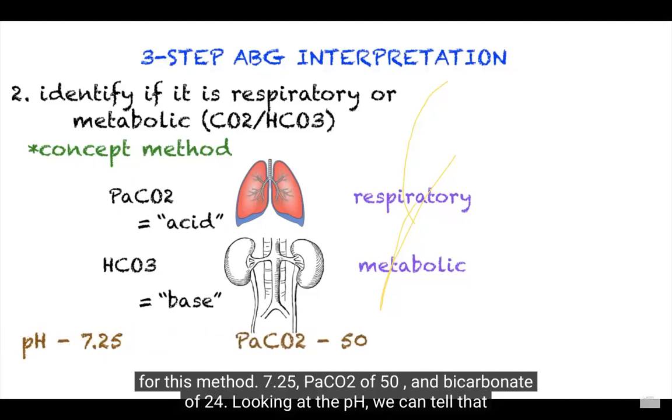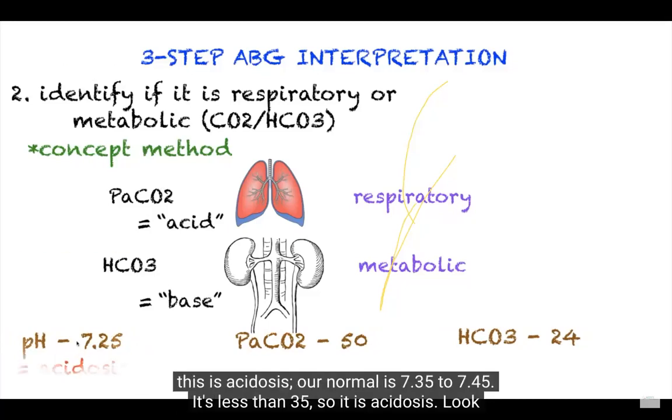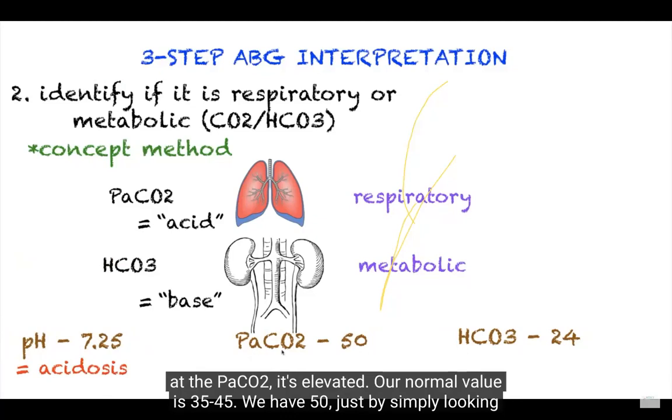pH of 7.25, PaCO2 of 50, and bicarbonate of 24. Looking at the pH, we can tell that this is acidosis. Our normal is 7.35 to 7.45. It's less than 35, so it is acidosis. Look at the PaCO2. It's elevated. Our normal value is 35 to 45.